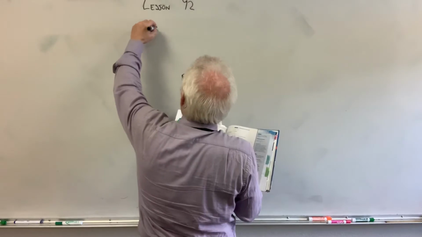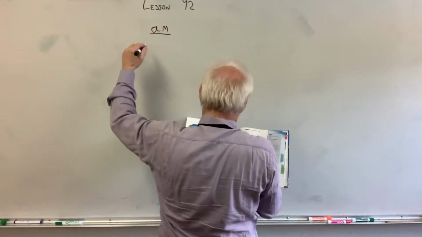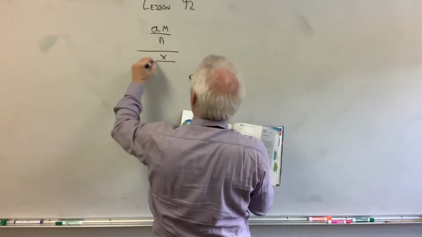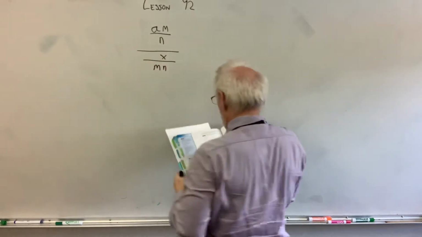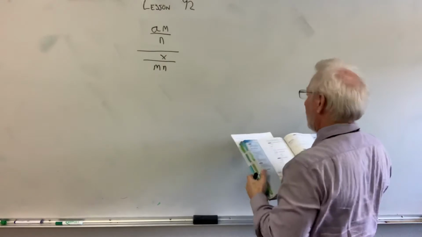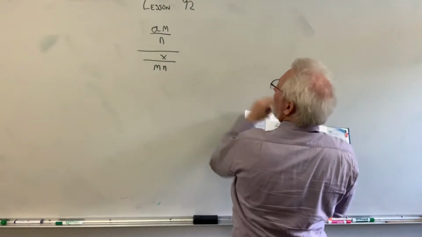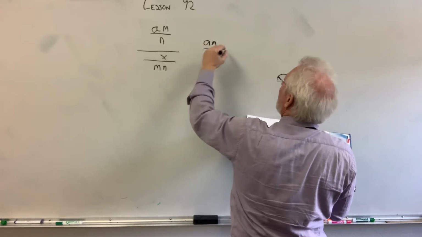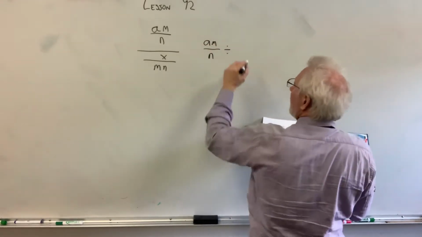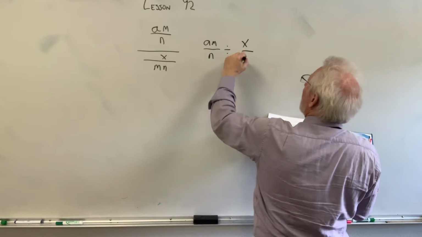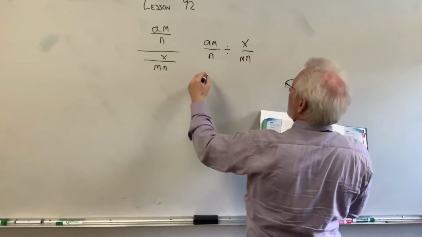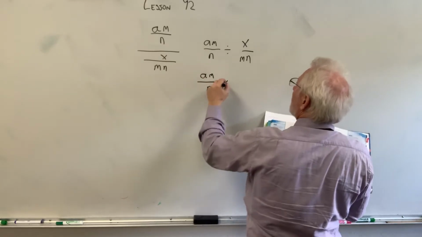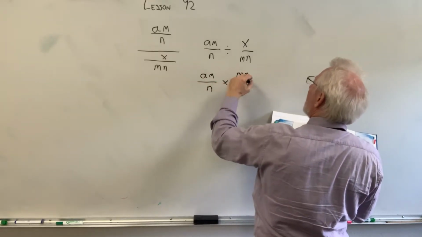We have AM over N all over X over MN. And we don't really do this any different. It's still just a division problem. So we write it as AM over N divided by X over MN. Again, I'm not dividing fractions. Not going to do it. Multiplied by MN over X.